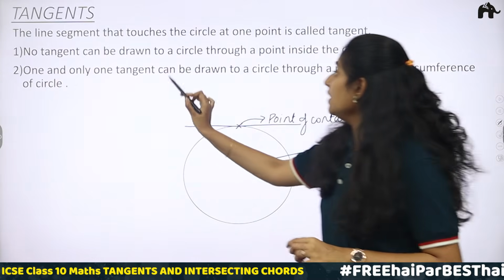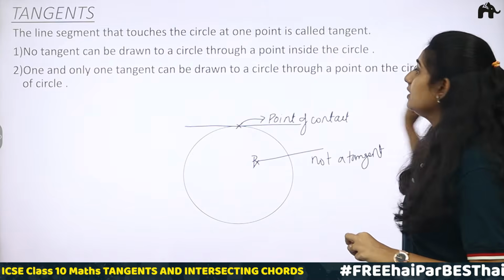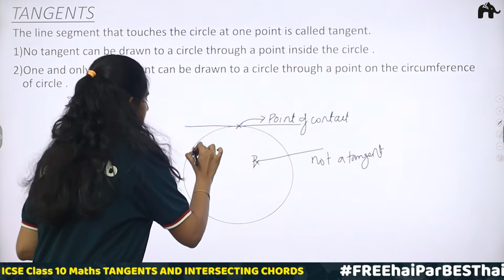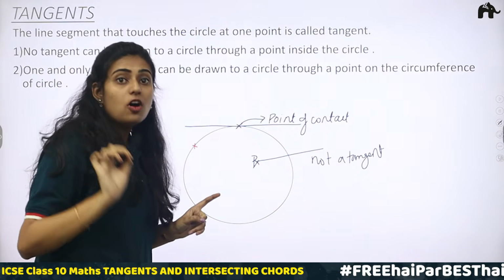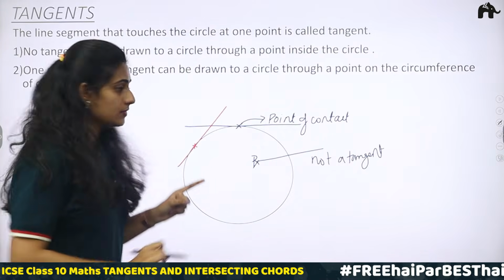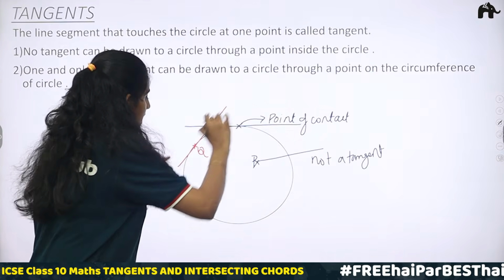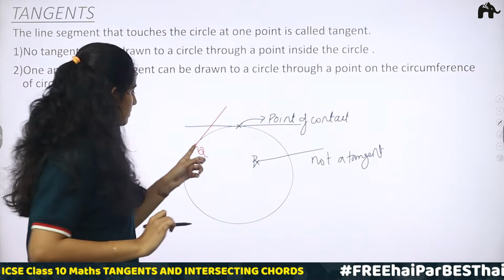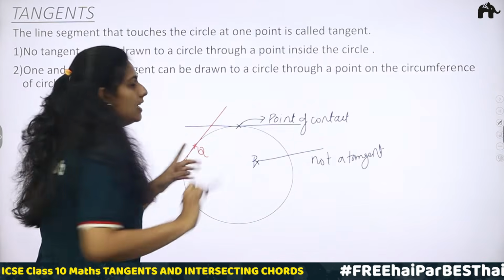Second one, one and only one tangent can be drawn to a circle through a point on the circumference of circle. On the circumference of circle, we have many points. Here I am considering 1 point. Okay. Using this point, I will be able to draw only a single tangent. This is a line that I can draw at this point Q. Okay. Here, the line touches the circle at point Q. Can I draw any other tangents that passes through this point Q? No, right? Only a single line can be drawn.